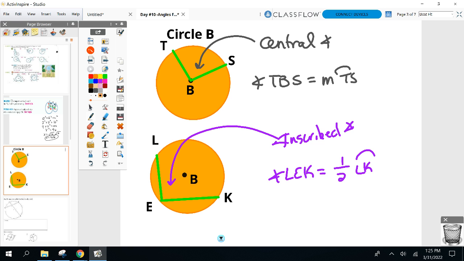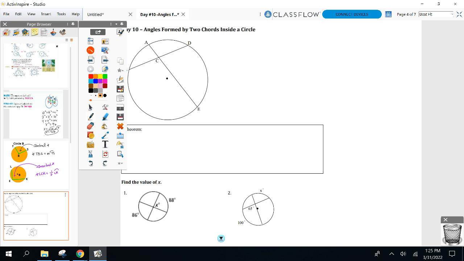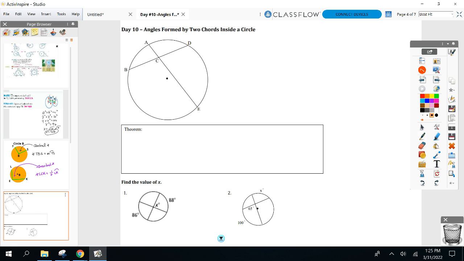All good. This is what's on the quiz, that's from quiz 1. Okay, that's it right here: central and inscribed, and I'll show you why as we move along today. I'm going to show you a third and final angle that can be built inside the circle. You got central, you got inscribed.